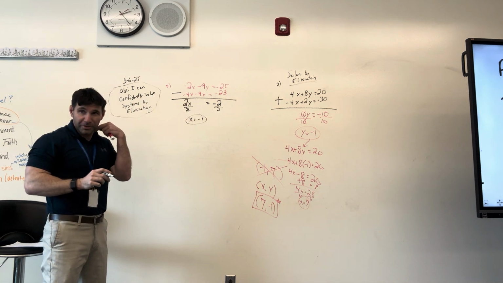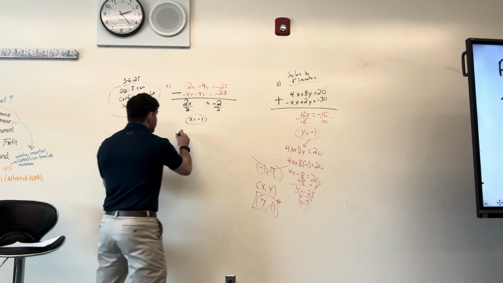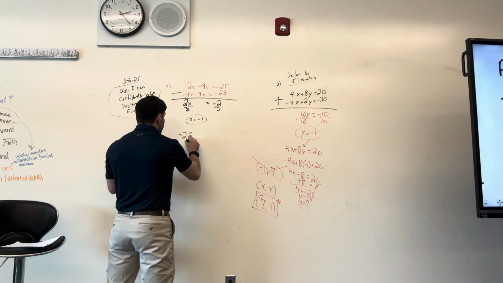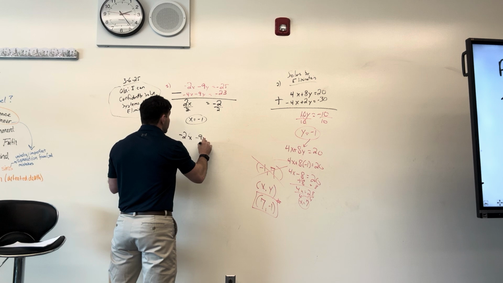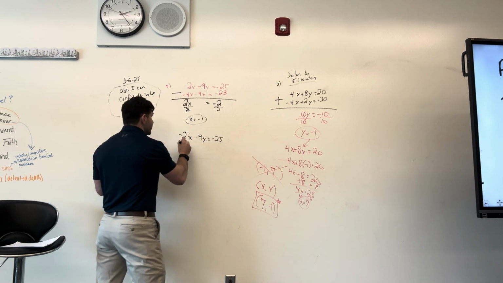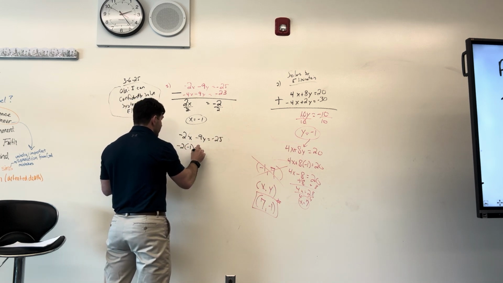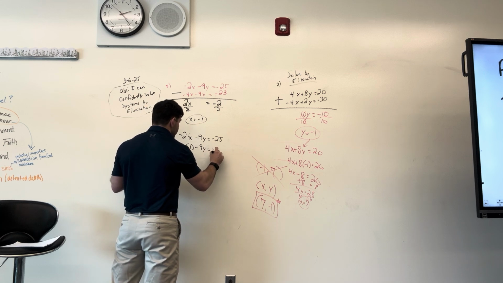Did you get that part or did you miss it? Yeah, I got negative 1. So let's do negative 2x minus 9y equals negative 25. So now I have negative 2 times the negative 1 minus 9y equals negative 25.